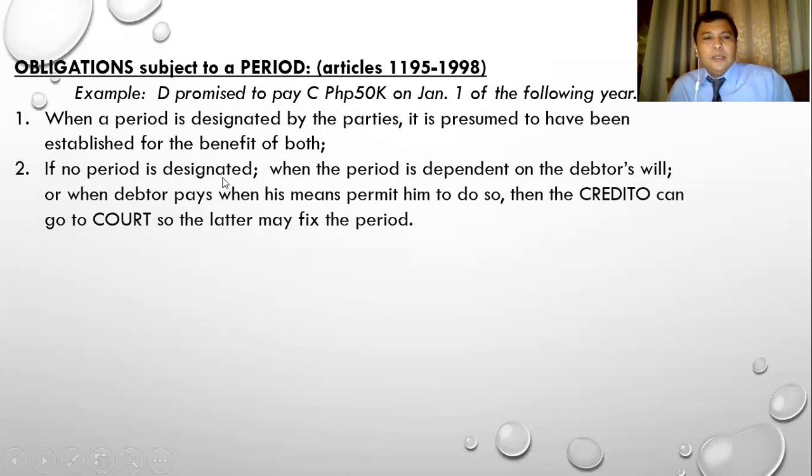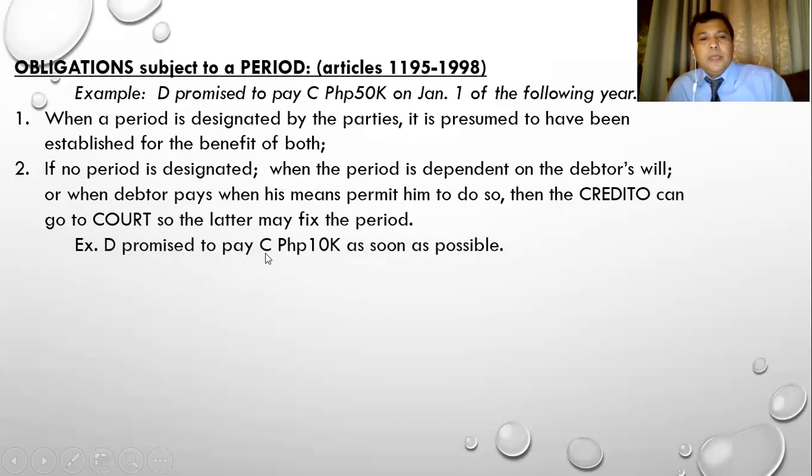But if no period is designated, or when the period is dependent on the debtor's will, or when the debtor pays when his means permit him to do so, then the creditor can go to court so the latter may fix the period. So the remedy of the creditor: go to court. And the court will fix the period.